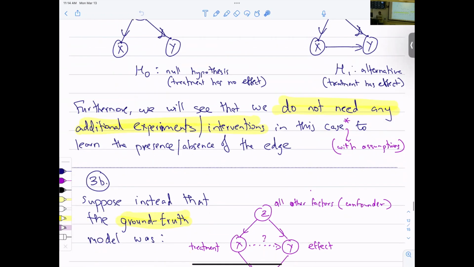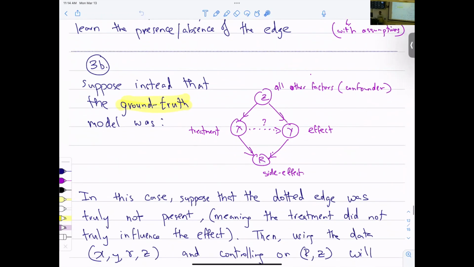And I'm going to do this in 2 passes. First, suppose I have all other factors, Z, and some side effect R, which is affected by both the treatment and the effect. This is some other variable. Then my recipe would be to condition on Z comma R and check whether X and Y, the treatment and the effect, are independent. It turns out the hypothesis test will say there's an edge here even though there isn't.